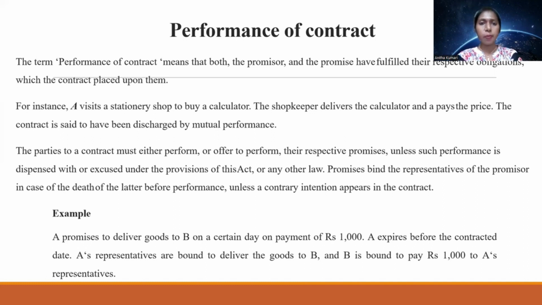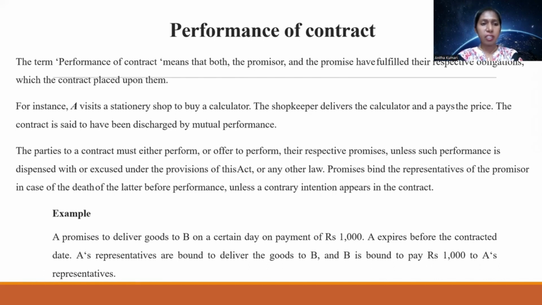Who is called a promisor? The person who is accepting to do something, that person is called a promisor. Who is called a promisee? The person to whom the promise has been made is called a promisee. So when the two parties enter into a contract, they have to complete their respective promise or obligation. That is called performance of the contract.